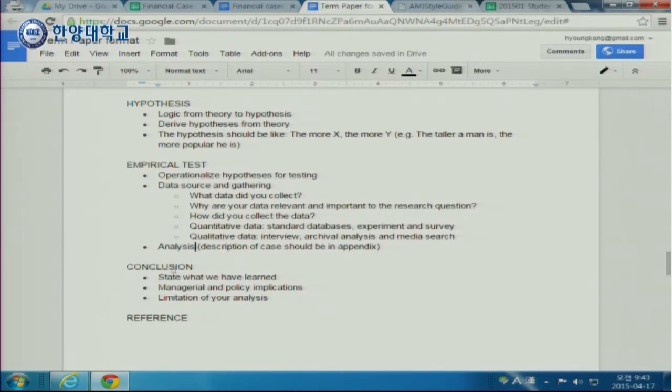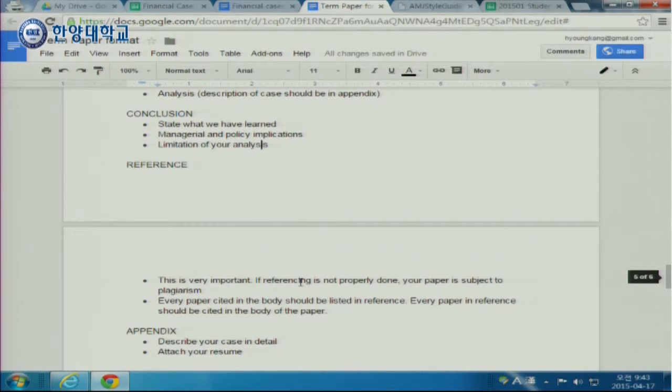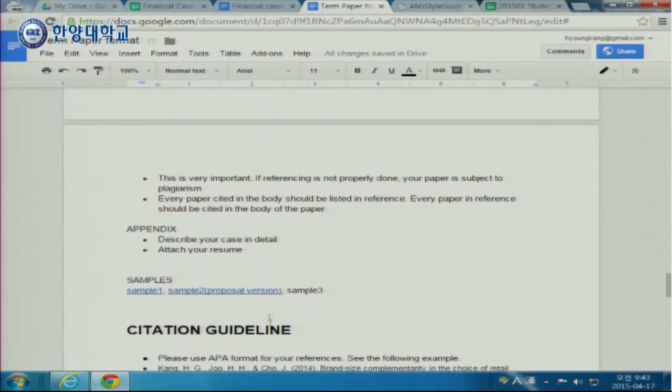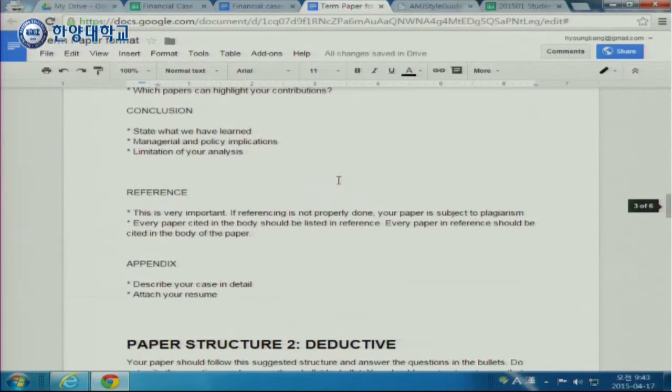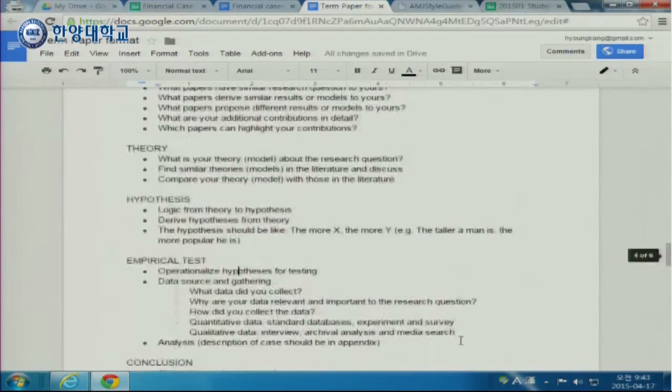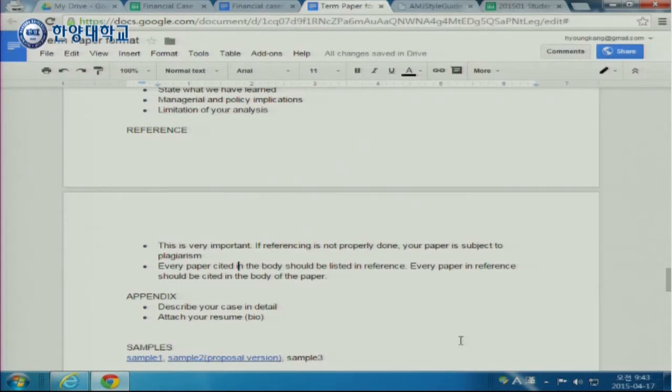And then conclusion: state what we have learned, managerial and policy implication, and limitation of your analysis. Done. Reference and appendix. Describe your case in detail, attach your resume or bio. So it doesn't matter which one you take, but yes.